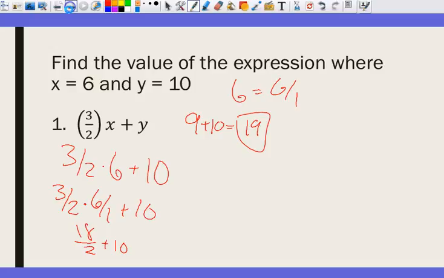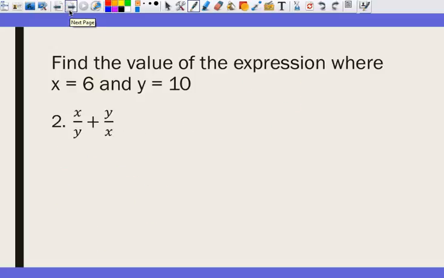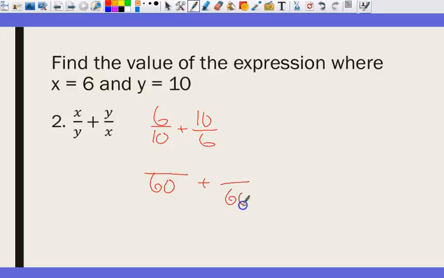Next one. Problem number 2. This one's a trickier one. Let's replace our variables. 6 over 10 plus 10 over 6. Here's the mistake people make. Your denominators need to be the same. The easiest way to get two denominators that are the same is to multiply them together. So it's 10 times 6. 60 for the first one, 60 for the second one. That's our whole goal, is to get these two the same.